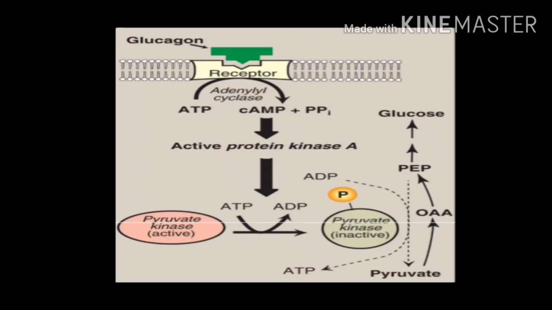You see, glucagon is now bound with the receptor. It is activating adenylyl cyclase. This adenylyl cyclase is now generating the secondary messenger cyclic AMP. Cyclic AMP activates protein kinase A. Protein kinase A is now phosphorylating the active pyruvate kinase, which becomes inactive because it is phosphorylated. Since it is phosphorylated, it cannot convert phosphoenol pyruvate to pyruvate. Thus, pyruvate is available for the gluconeogenesis pathway, because pyruvate is converted into oxaloacetate, oxaloacetate to phosphoenol pyruvate, and thus glucose is formed. This is how glucagon regulates gluconeogenesis.